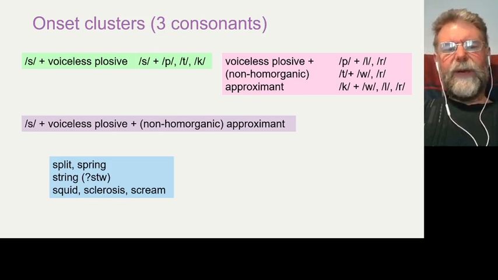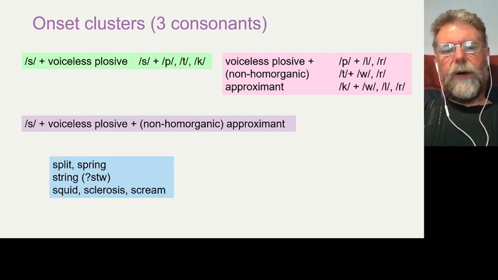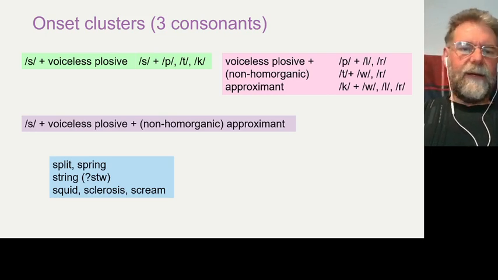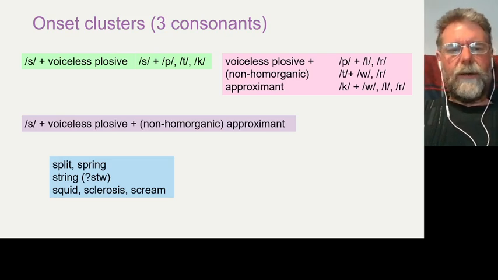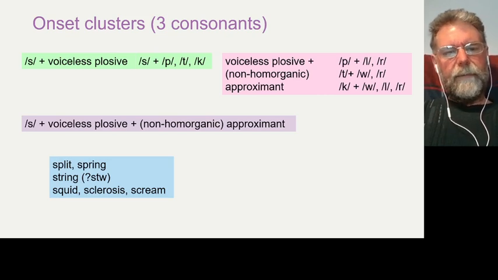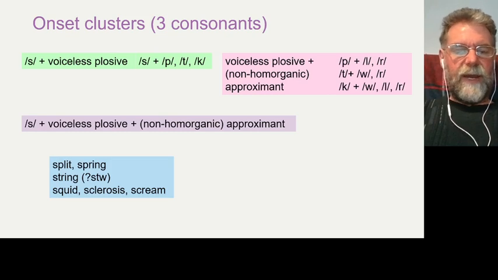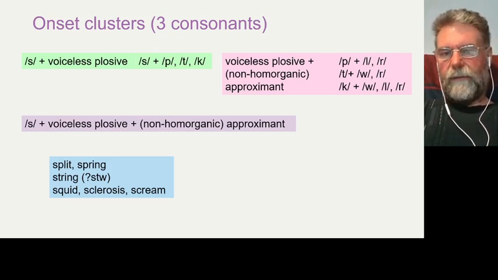For some reason or other, we don't get stw here, even though you can say tw, as in twig. You don't get any word stw; stwig isn't a possible word. That seems to be an anomaly, because you can do it with the k, with all three of the approximants. So you get squid, that's sk and w, and you get sclerosis, as in sk and l, and scream, as in sk and r.